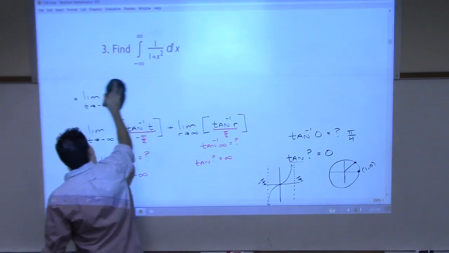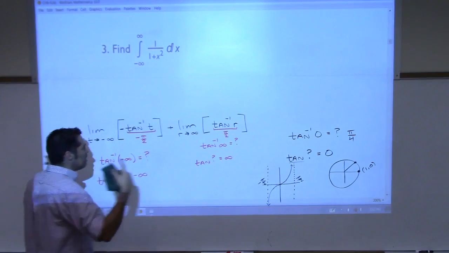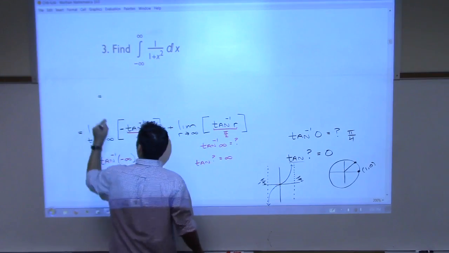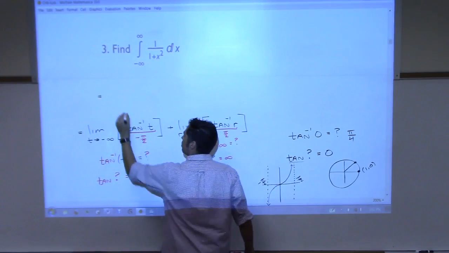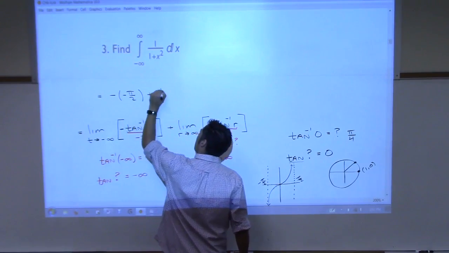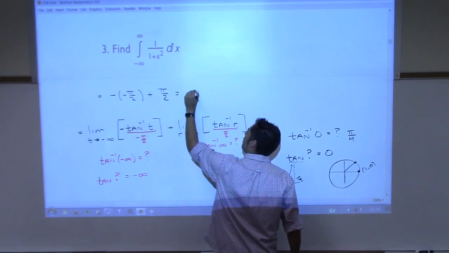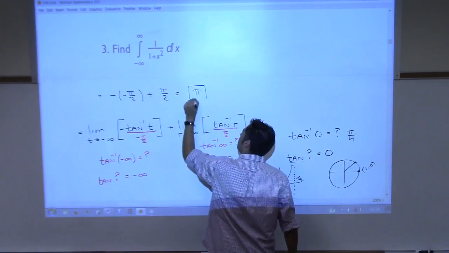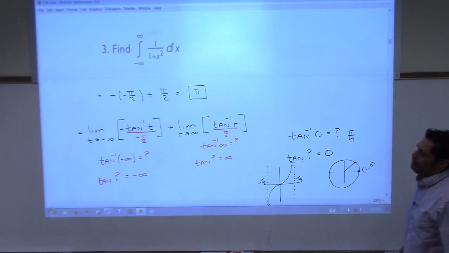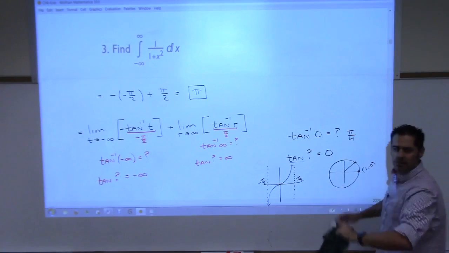So I've got now, do I have to write the limit again? No, because I've actually applied the limit now. So I'm getting negative pi over 2, so minus negative pi over 2, plus pi over 2, which is pi over 2 plus pi over 2, which is just pi. The area under that curve in both directions forever is pi.